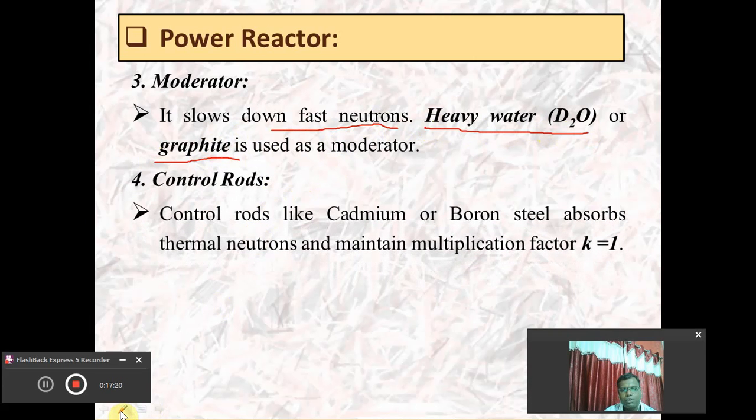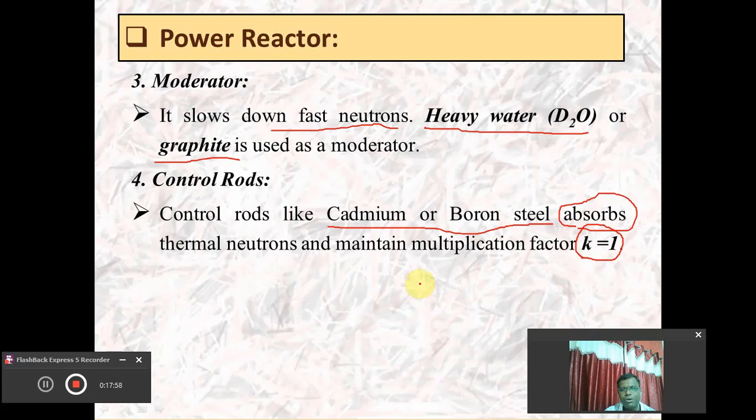Next is the control rod. We already discussed the control rod in the nuclear reactor, but in the power reactor, whatever control rods are used are made of cadmium or boron steel. These are responsible for absorbing neutrons, particularly thermal neutrons, and for maintaining the multiplication factor K equal to 1. The multiplication factor, you know very well, is the ratio of the number of neutrons in the nth generation to the number of neutrons in the (n minus 1)th generation.